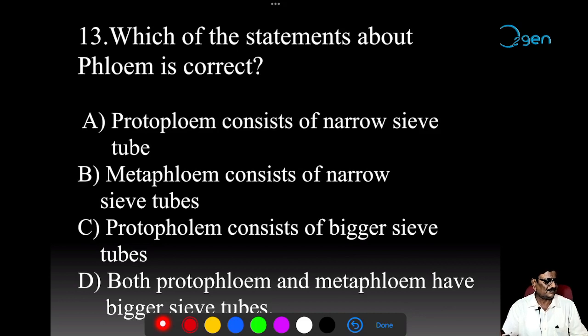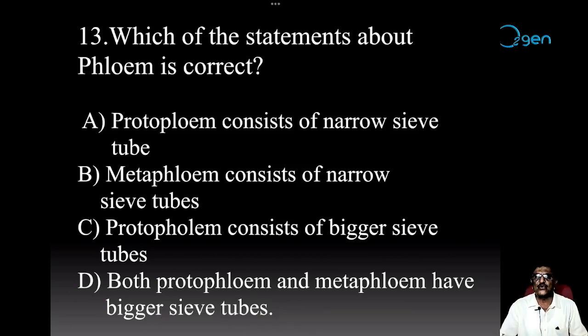13th, which of the following statements about the phloem is correct? A, the protophloem consists of narrow sieve tubes. B, metaphloem consists of narrow sieve tubes. C, protophloem consists of bigger sieve tubes.